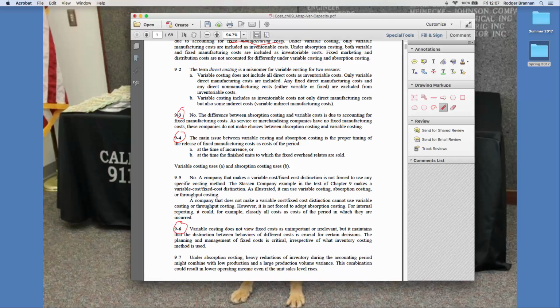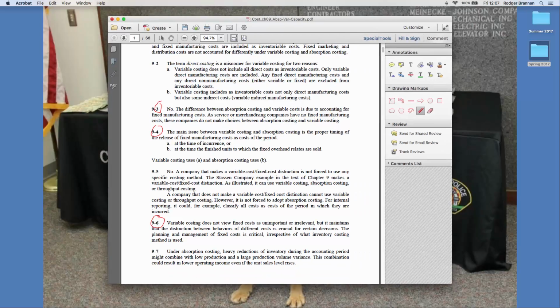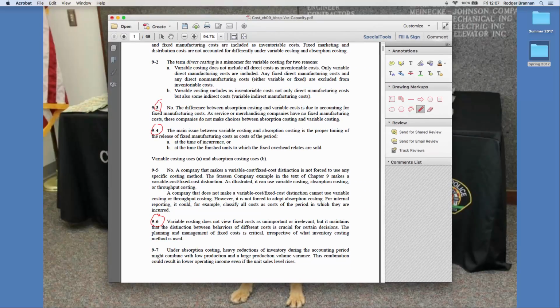Variable costing does not, I repeat, does not treat fixed cost as being irrelevant. Quite the contrary. It actually puts much more of an emphasis on fixed costs because you can very clearly see, oh, these are a fixed cost. We have to cover those. We can't hide any of those fixed costs in inventory and not recognize it.